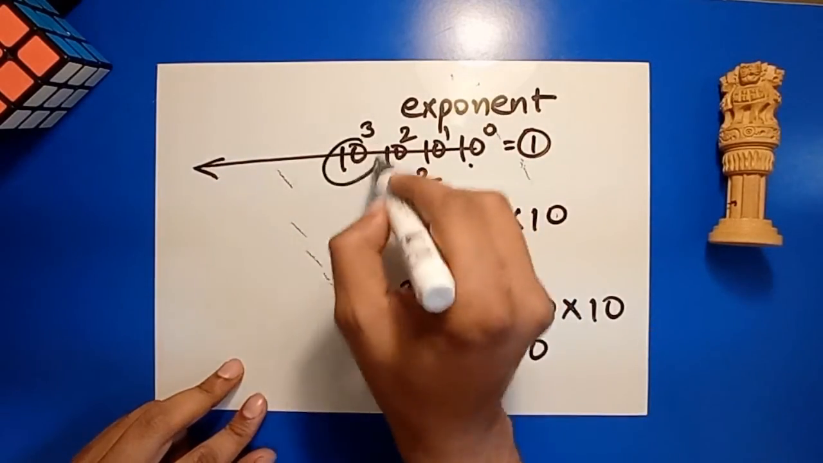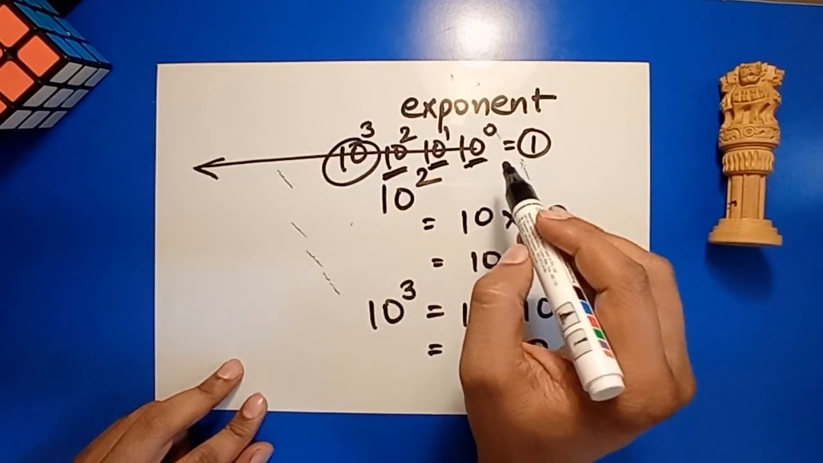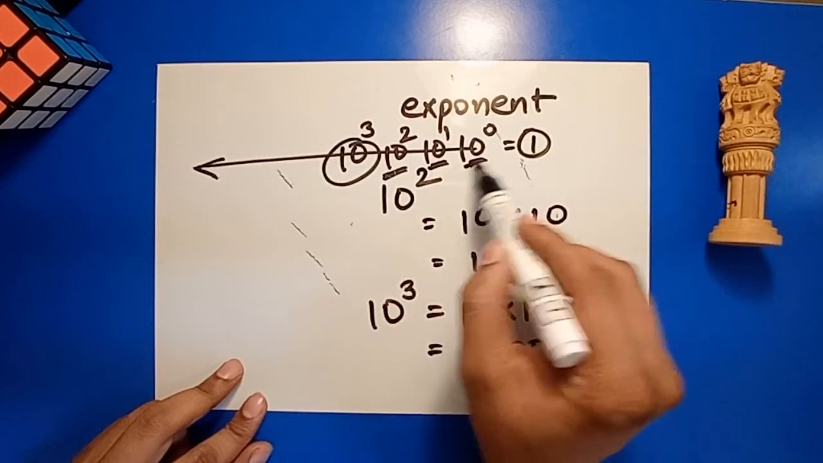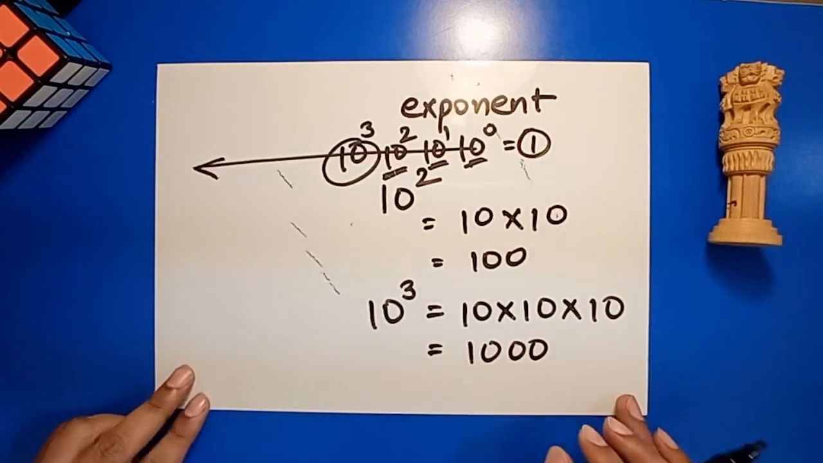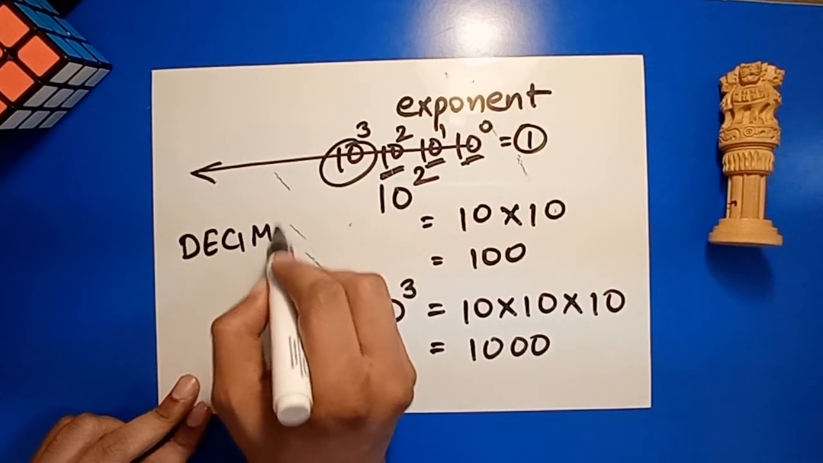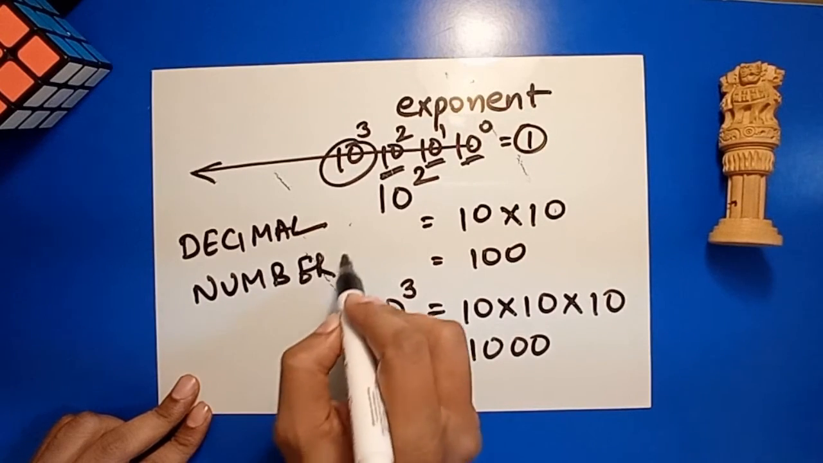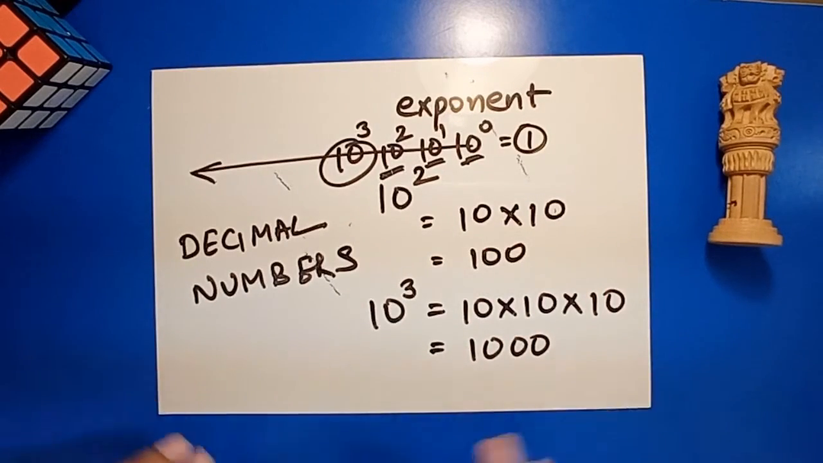Now, the base here is 10. The number which is being raised to a particular power is 10. Such numbers that we always think about and use all the time in our life are called decimal numbers. Decimal number system. So this is what we use all the time.